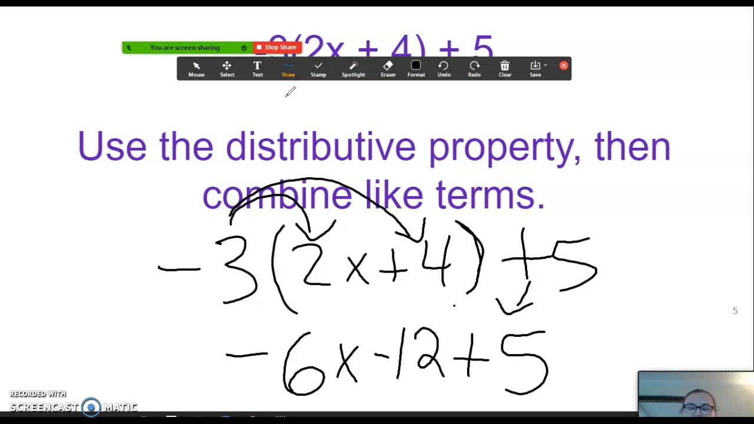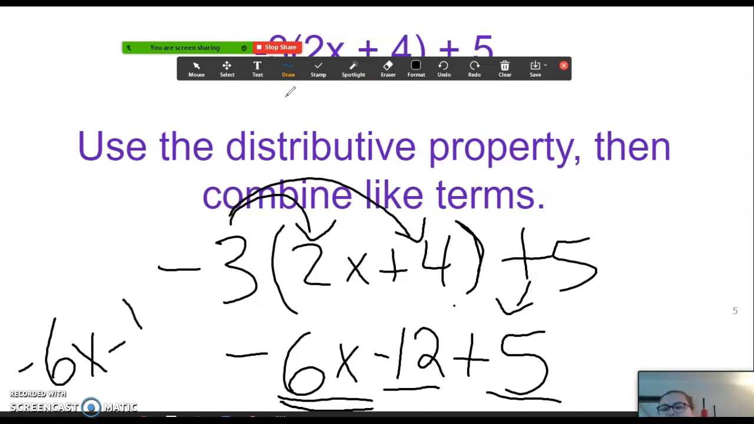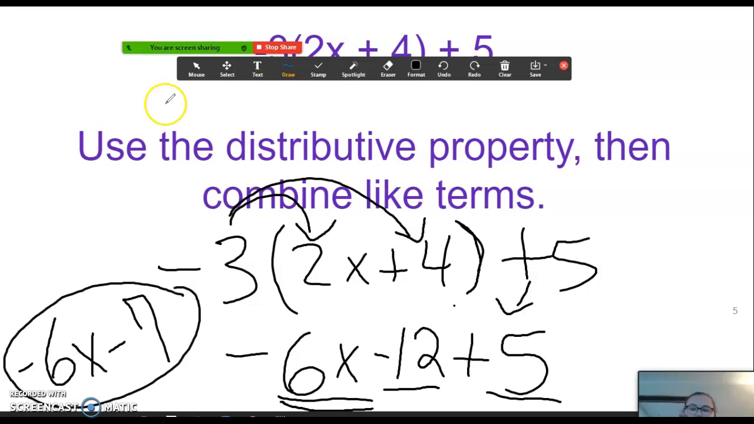So now in order to combine like terms, I'm going to underline these. These are like terms, and the -6x is different because it has a variable with it. So -6x is not going to combine with anything, but -12 plus 5 will. 12 minus 5 is 7, but 12 is negative, so my answer is going to be negative. So when I get my final answer, I'm going to get -6x minus 7. Again, we use the distributive property, then we combine like terms, and our final answer is -6x minus 7.